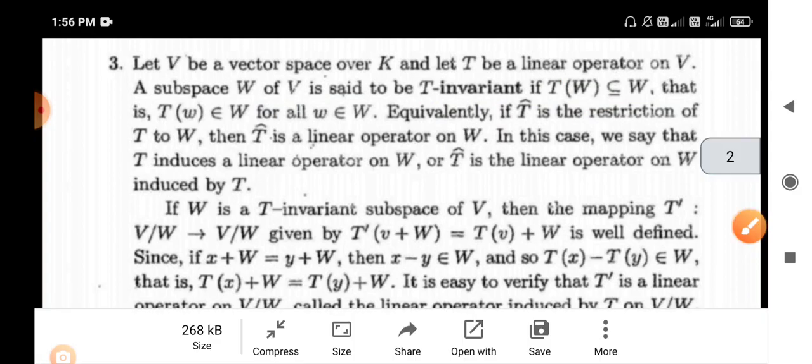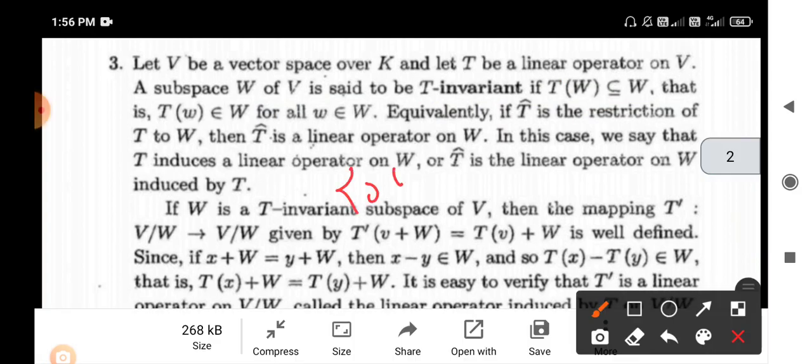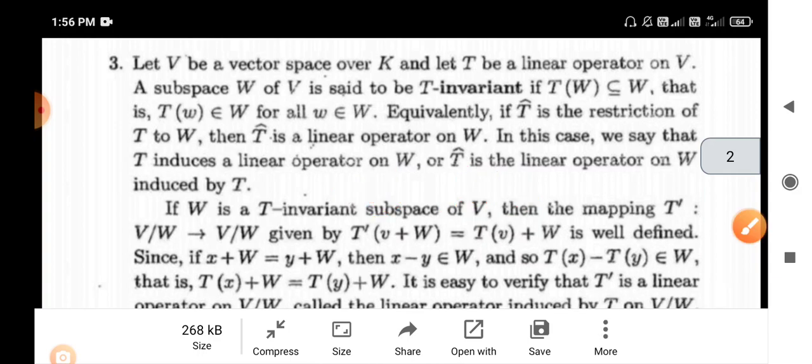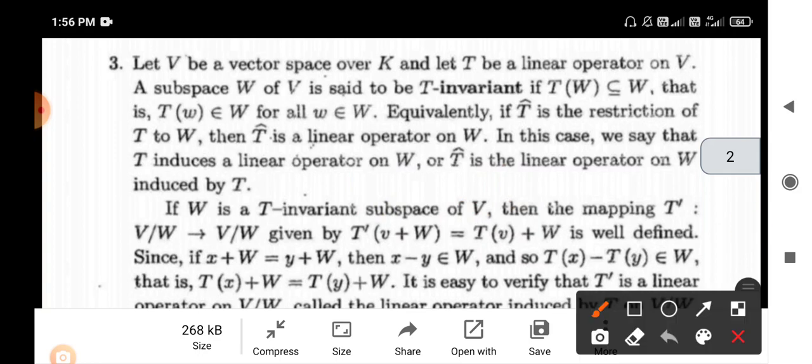What are the T invariant subspaces? The singleton 0 is a T invariant subspace. V itself as a vector space is also a T invariant subspace, since it is a subspace of V. So these are examples. Now equivalently, we define a mapping T cap, which is a linear operator on W. In this case, T cap is a linear operator on W induced by T.